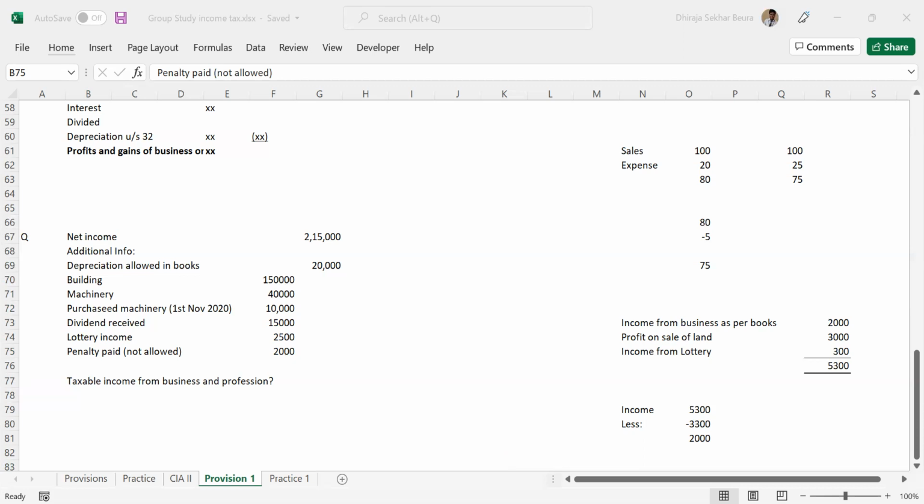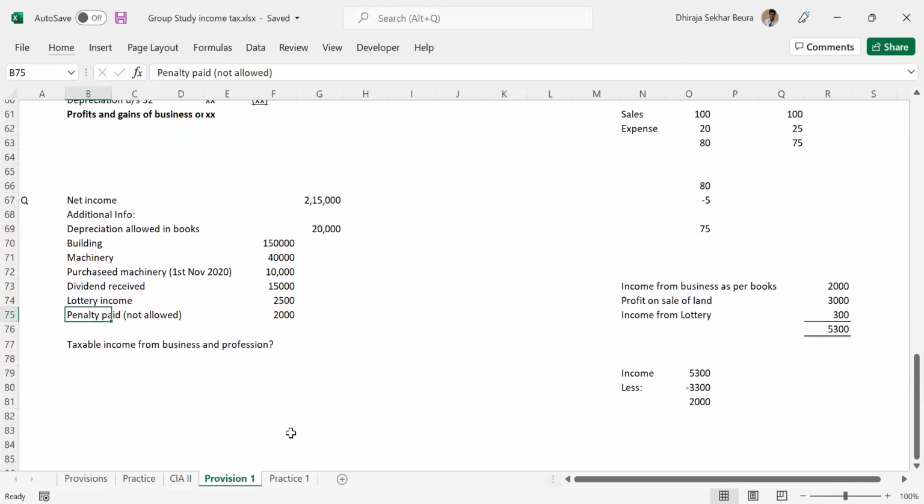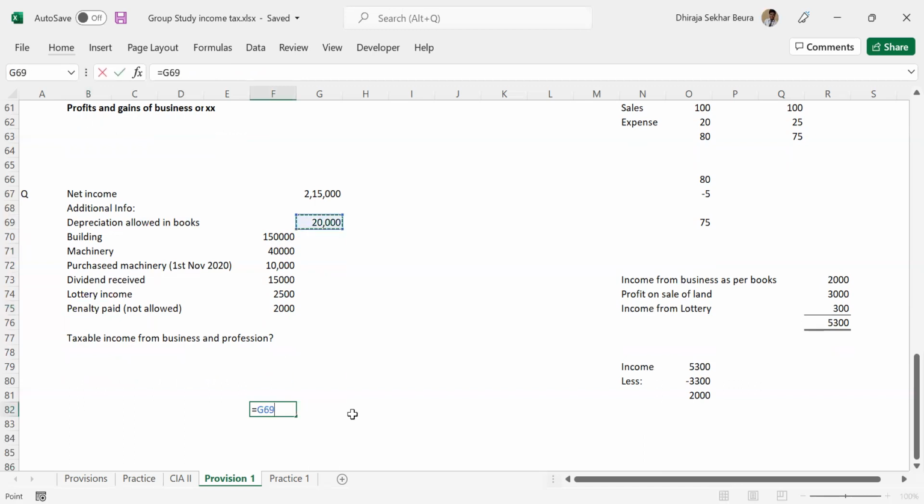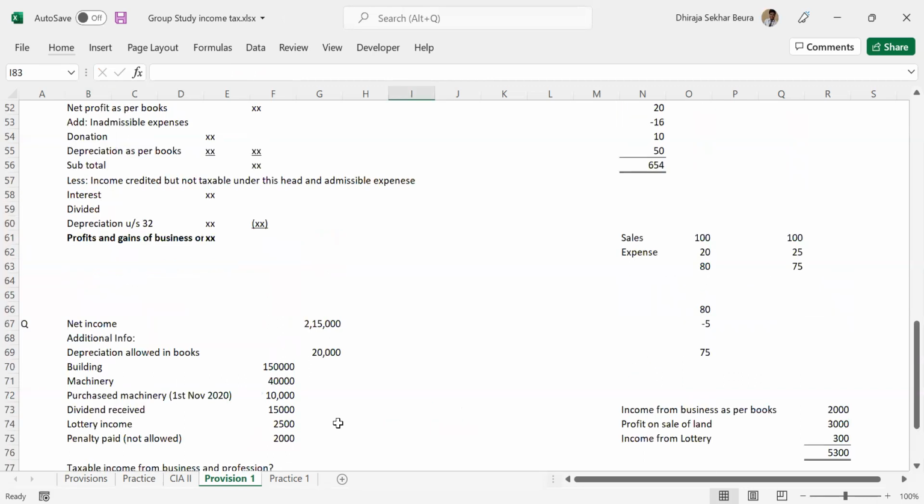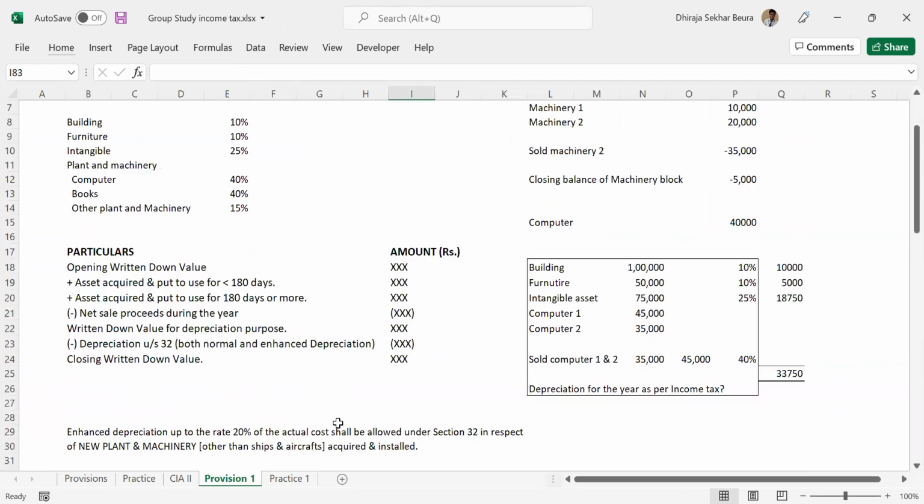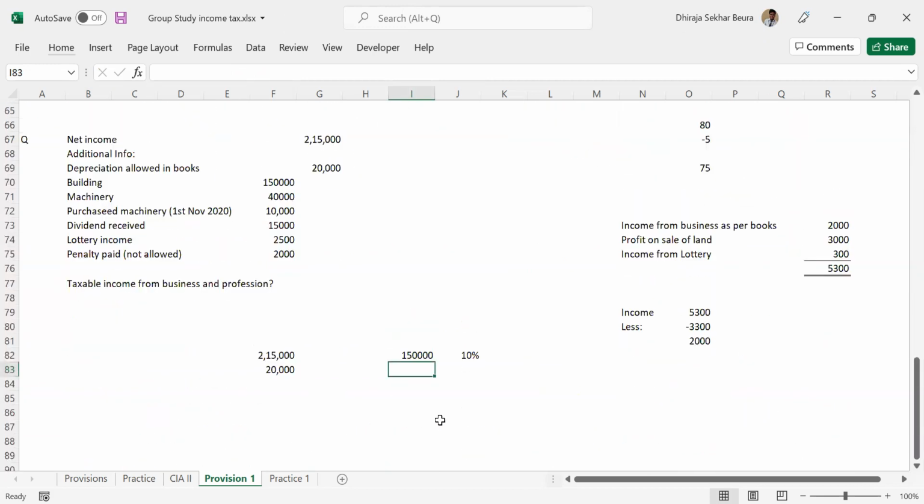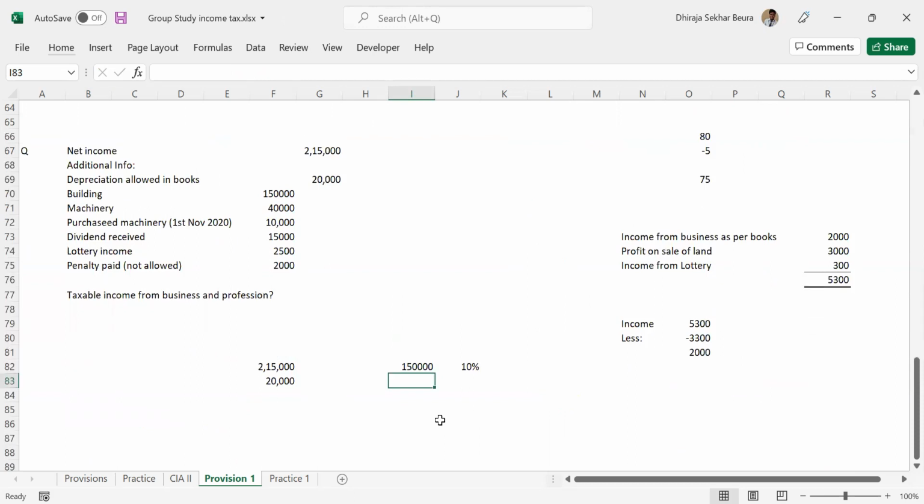2,50,000 you said? Okay, let me calculate. But then it said the depreciation which is allowed is only 20,000, right? Allowed in books, I said, in books. Depreciation allowed in books. As per accounts, that is 20,000.